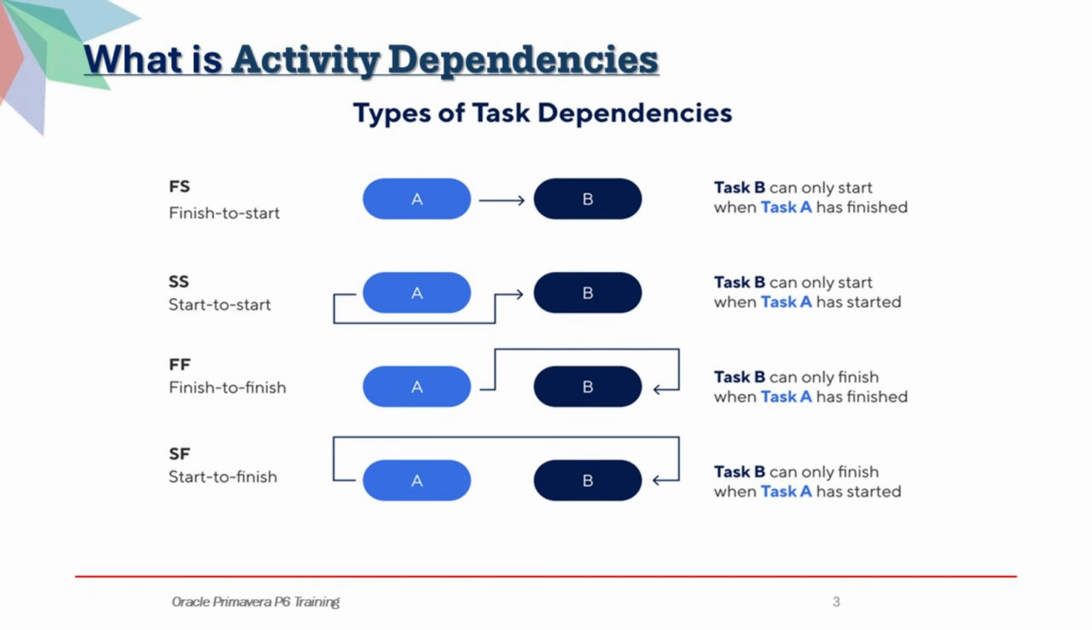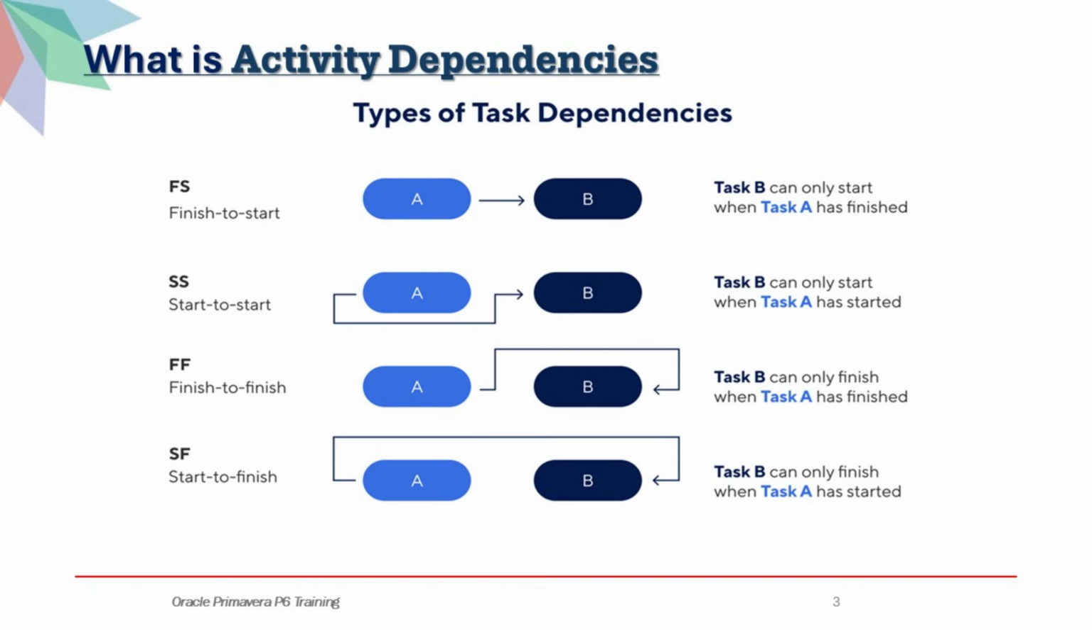Start to start, SS, means the successor activity can start only after the predecessor activity has started. For example, backfilling may begin shortly after pipe laying has started. Finish to finish, FF, means the successor activity can finish only after the predecessor activity has finished. For example, testing activities cannot be completed until installation activities are completed.